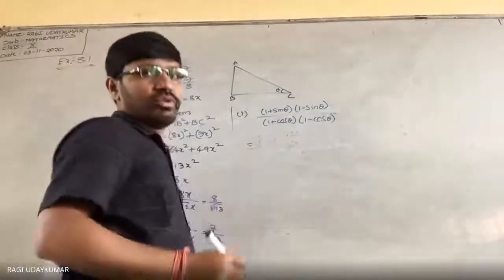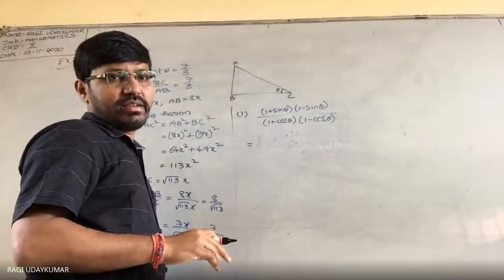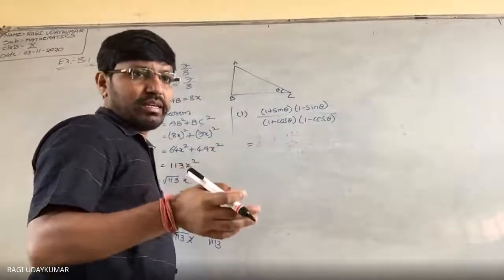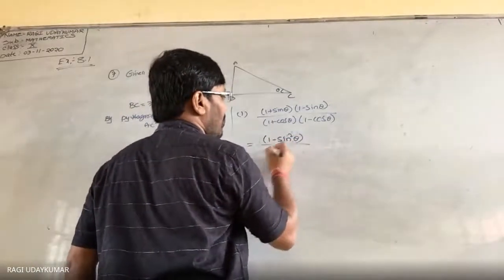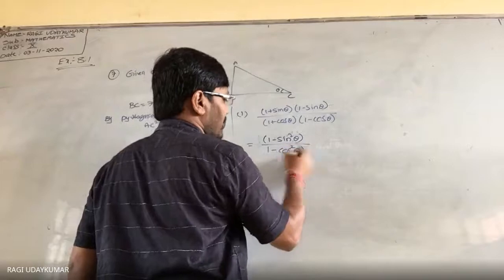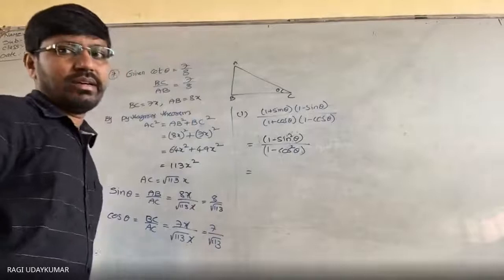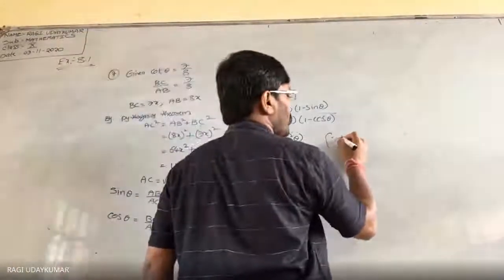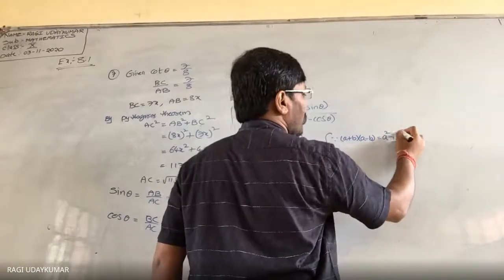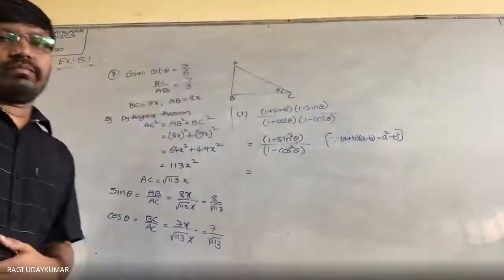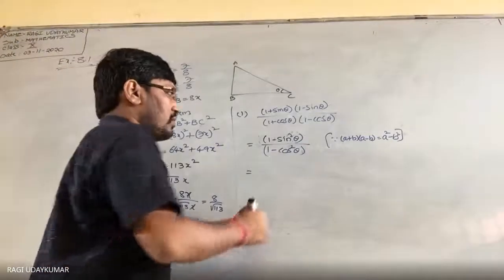So this is equal to 1 plus sin theta into 1 minus sin theta. We can apply the a plus b into a minus b formula. Applying a plus b into a minus b, we get 1 minus sin square theta by 1 minus cos square theta. So here is the formula you are using, a plus b into a minus b. Okay? Did you understand?